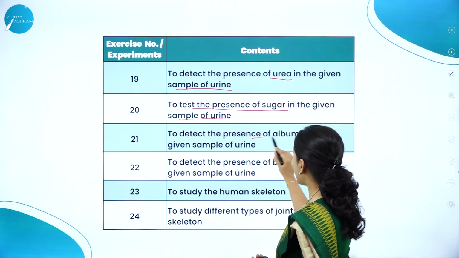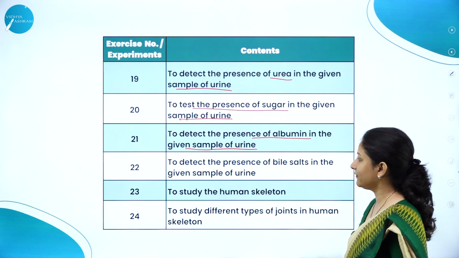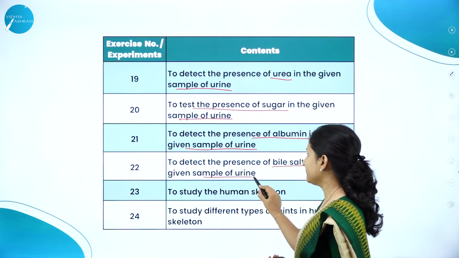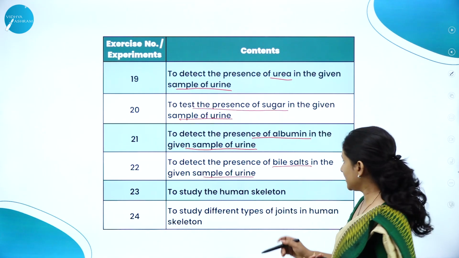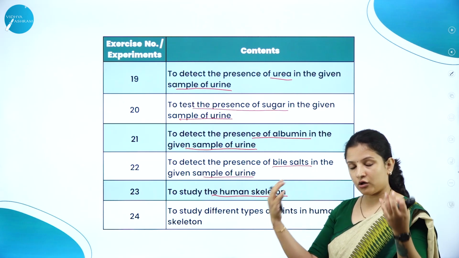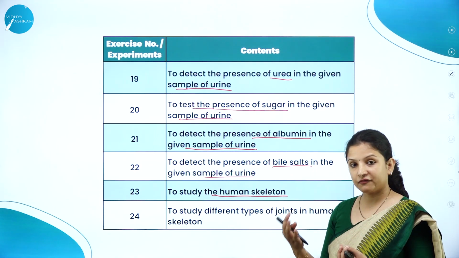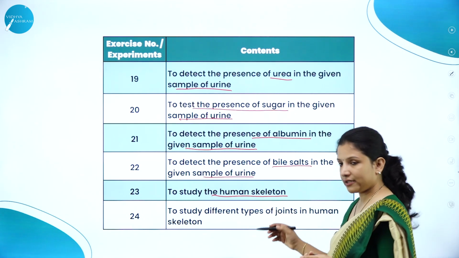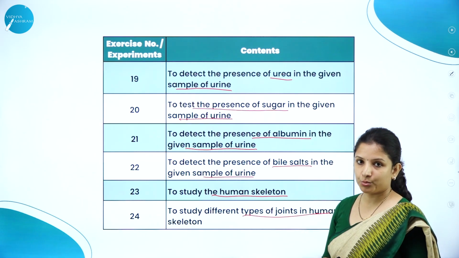Next, how much albumin is there in the urine sample? That is experiment 21. And how much bile salts are there in the urine sample? It is experiment 22. Next, experiment 23 is you'll be studying about the human skeleton. So the total number of bones, how the bones are arranged, and what are the different types of bones, all that you will study here. Next, 24 is to study the joints. So once you know about the bones, you'll be studying about the joints in the human skeleton.